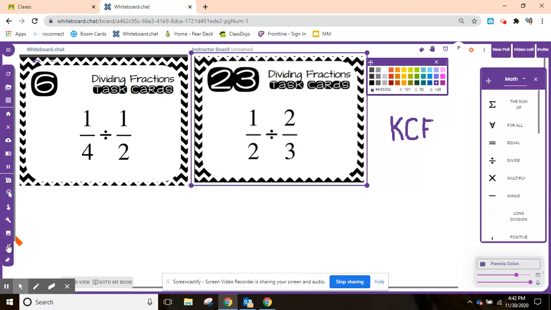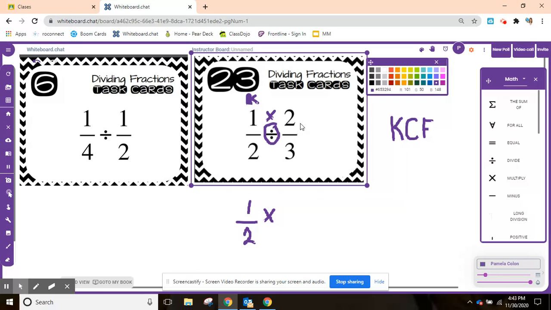So now I'm going to use purple again. I'm going to look at my keep, change, flip strategy. 1/2 stays the same. It's my keep. So I don't do anything. It stays the same. My division sign symbol turns into multiplication. It will always turn into multiplication when you're dividing a fraction.